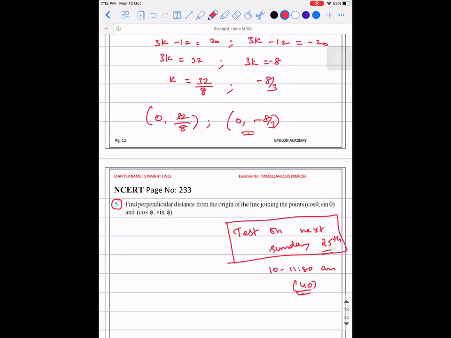You might get any problems. You need to be thorough with the concepts. I'll not say only NCERT and all. You will get any problem. Okay, so make a note of it. Just wait for a minute. Don't leave.